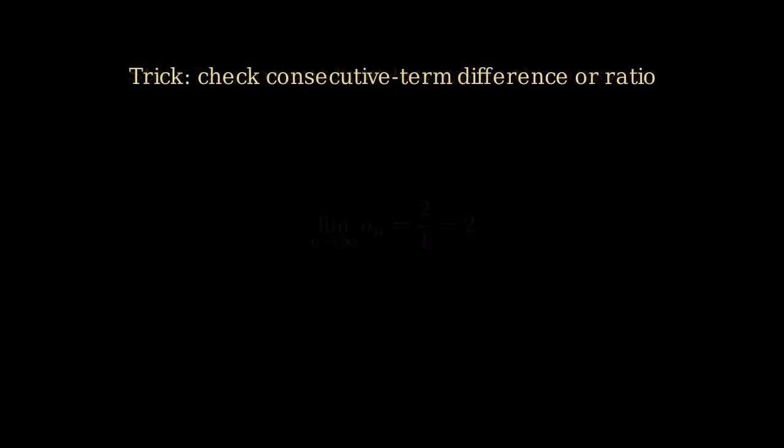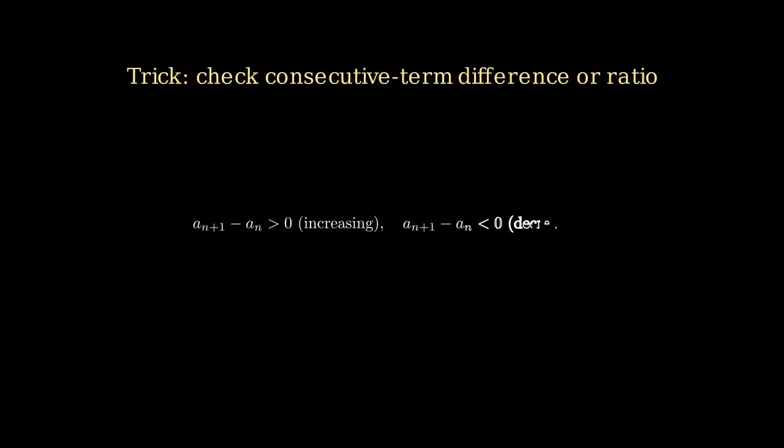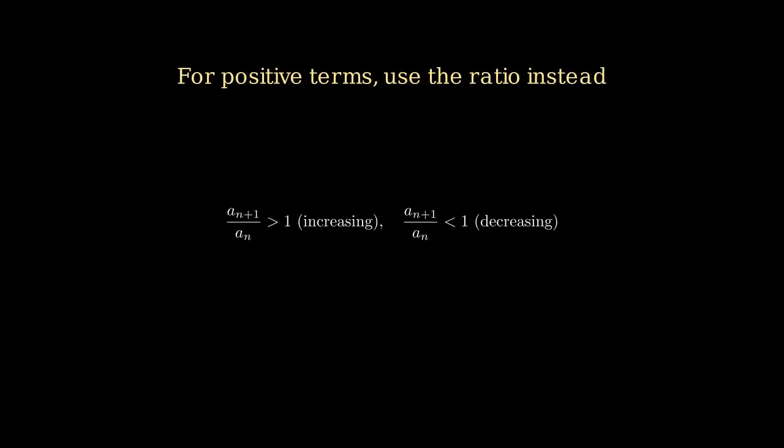Here is a useful trick for checking monotonicity quickly. Instead of setting up a full derivative-based argument, just compute the difference between consecutive terms a sub n plus 1 minus a sub n and check its sign. Or, for sequences of positive terms, you can instead look at the ratio a sub n plus 1 divided by a sub n and check whether that ratio is always greater than 1 or always less than 1.